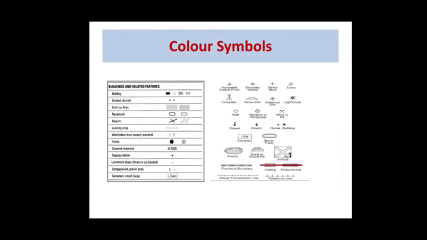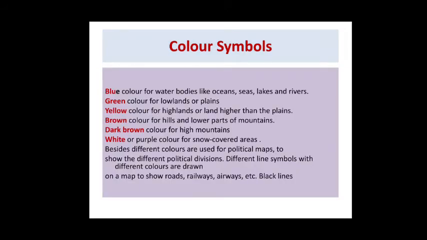When you look at a physical map, you can see different colors. These colors represent different physical features. On the physical map, the colors used are as follows. Blue color on maps represents water bodies like oceans, seas, lakes and rivers, all the water bodies. Green color is for lowlands or plains. Next, yellow color is for highlands or land higher than the plains.